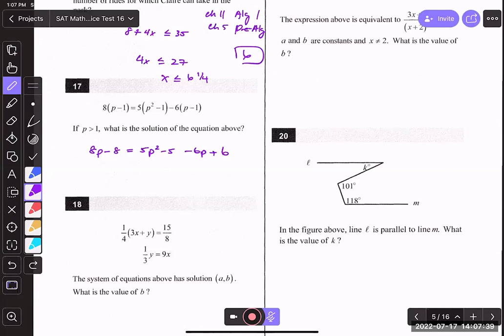Sure. So you add 8 and subtract 8p, right? Yeah. Okay. So this becomes plus 1. Add 8, that means plus 9. So this becomes 5p squared minus 14p plus 9 is equal to 0. Okay, what now?